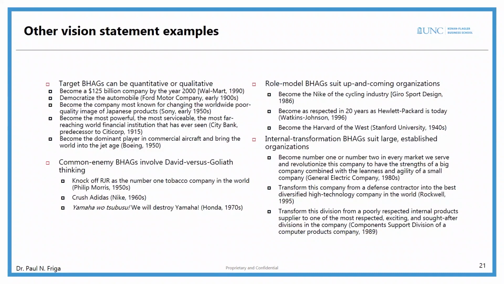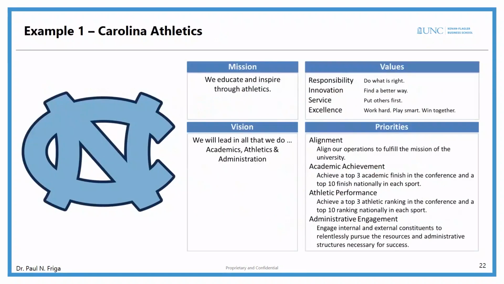Sometimes they're very quantitative or even qualitative. You're shooting for something specifically. Stanford was going to become the Harvard of the West. They certainly exceeded that, and a number of these have been accomplished. Nike wanted to crush Adidas. Well, they crushed Adidas within about 10 years of that. So you can see that there are lots of different ways to do this, and there's no one right answer for you. I'd say be creative with it, be specific, be unique, and make sure that there's buy-in in your organization. Here's an example from athletics.